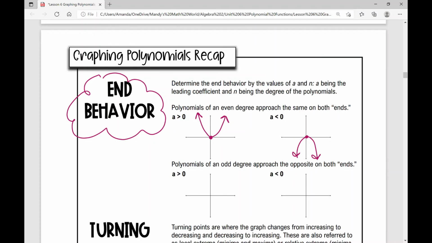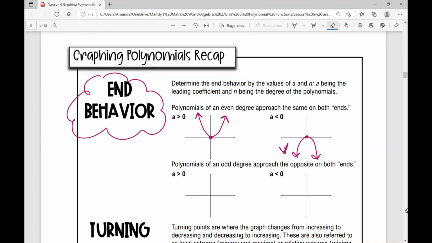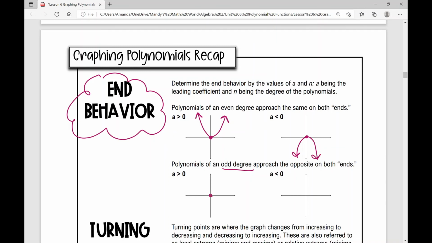Polynomials of an odd degree approach the opposite on both ends. So you might have something like this. That's a cubic function where a is positive. And when a is negative, or less than 0, it approaches the opposite direction. So it flips. It's a reflection across the x-axis, and that changes the end behavior.